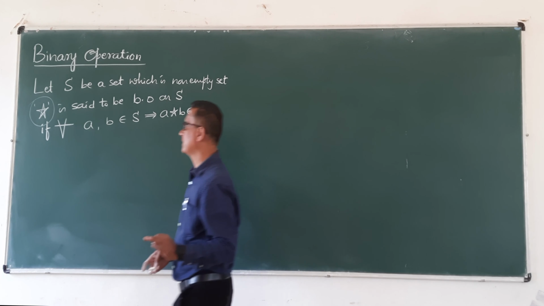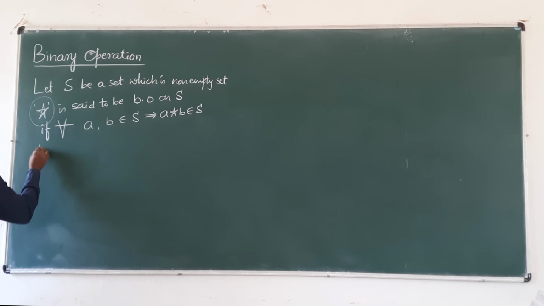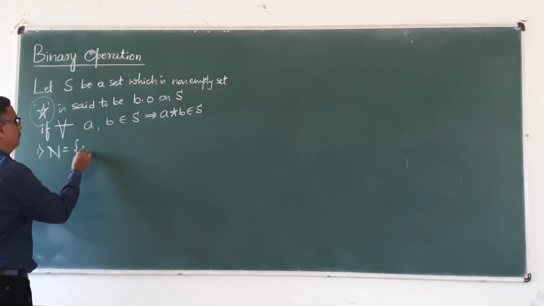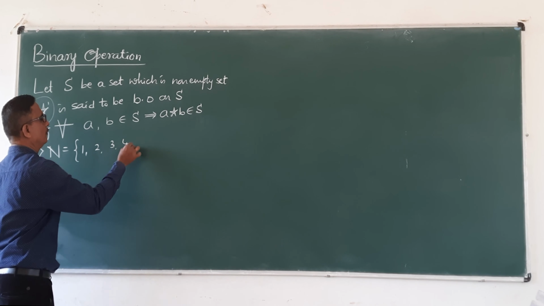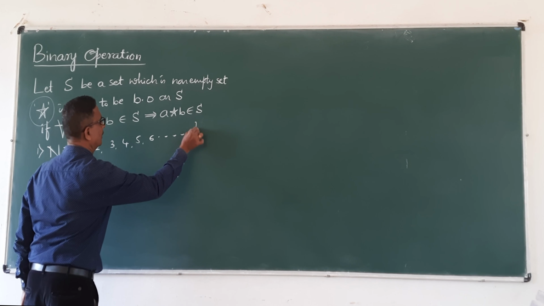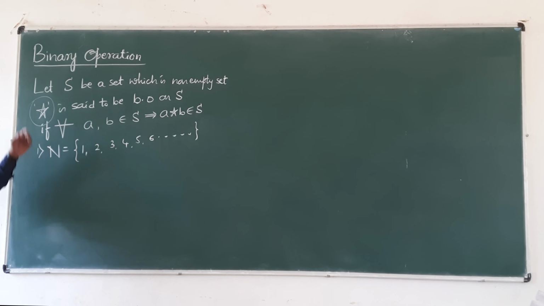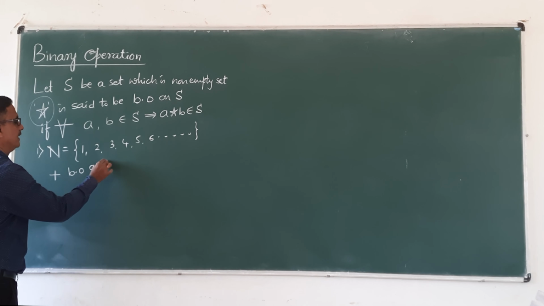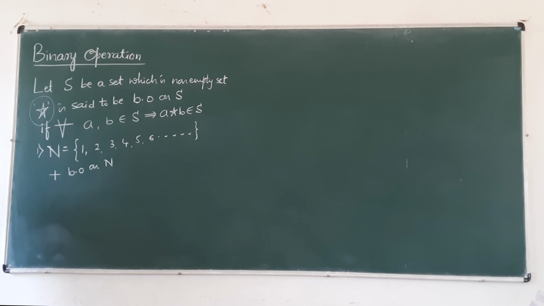Okay. Now, for example, on the set of natural numbers. What are the natural numbers? Say 1, 2, 3, 4, 5, 6, and so on. Now let us verify one by one. Instead of star, take four types of operations. Whether addition is a binary operation, addition denoted by plus. Is addition a binary operation on the set of natural numbers? Yes. Verify the definition of binary operation.